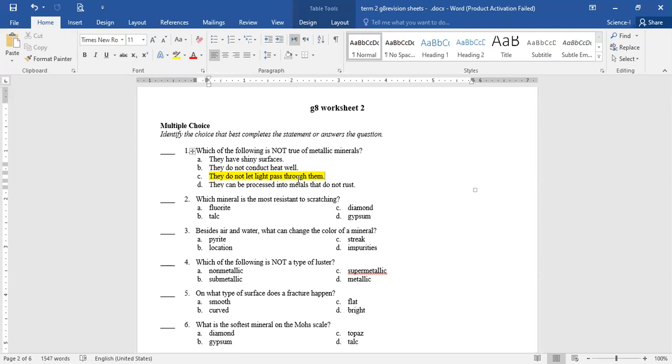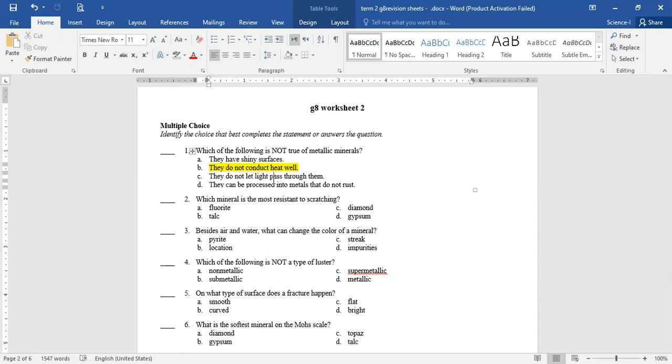Yes. Okay, so here they conduct heat. Sorry, yes, good, I said B. Yeah, good, sorry, I just read it again in a different way. You're right, yes. Don't conduct heat well, that's not true. Good, because as we know, metals of course conduct heat and electricity.